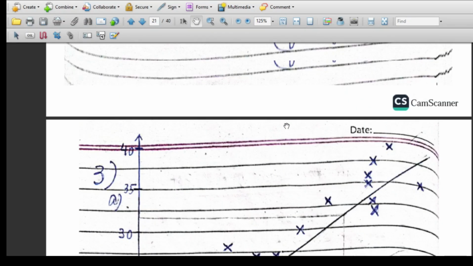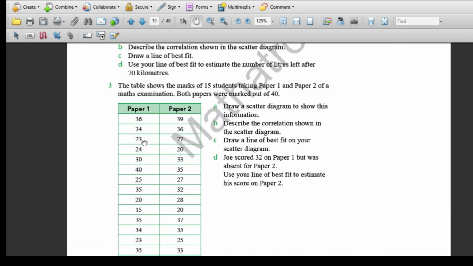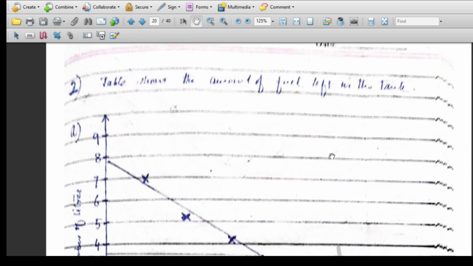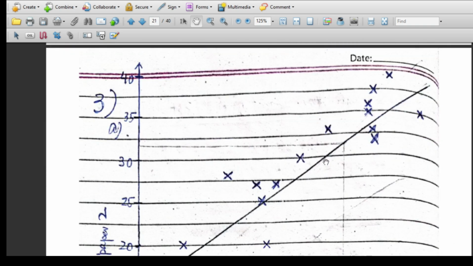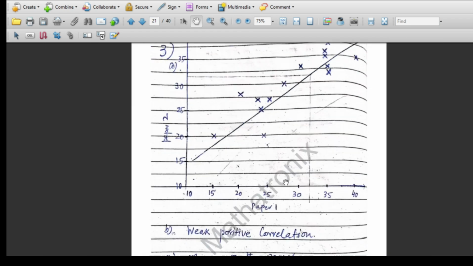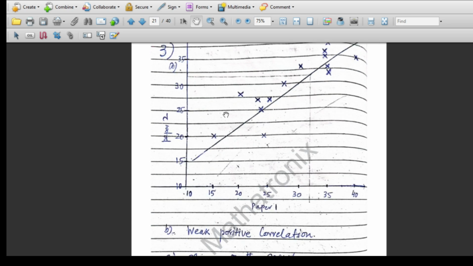So we have used all this data. On the x-axis we have plotted paper 1, on the y-axis we have plotted paper 2, and drawn these plots. From drawing all these plots we can see this is very widespread data. So we can see that this is a weak positive correlation.